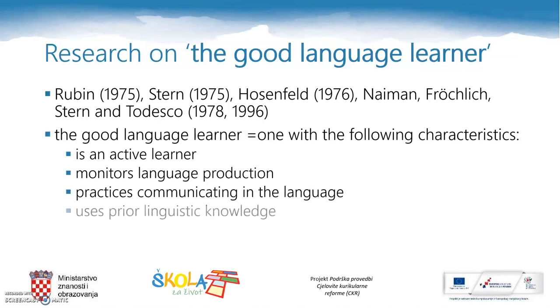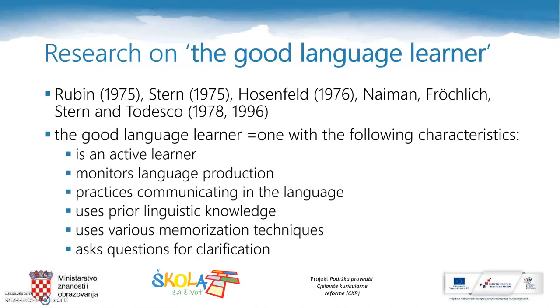Studies conducted by a number of researchers identified the good language learner as the one with the following characteristics. The good language learner is an active learner, monitors language production, practices communicating in the language, uses prior linguistic knowledge, uses various memorization techniques, asks questions for clarification.